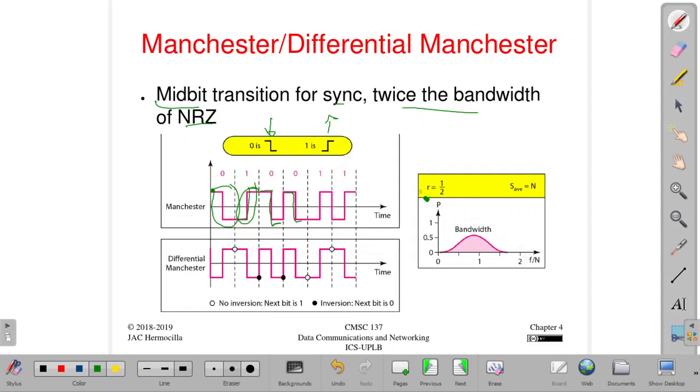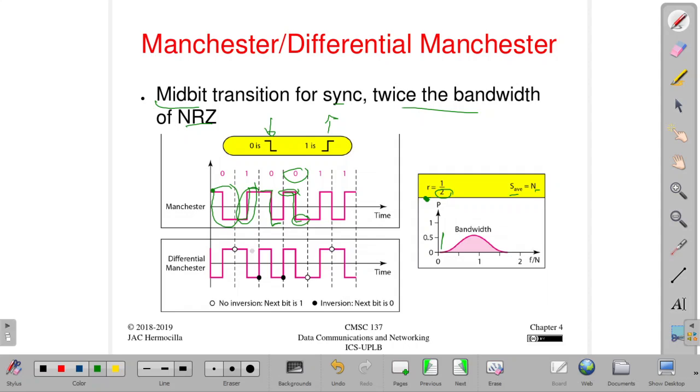So in terms of R, we have one data element per two signaling elements, so we have R equals 1 over 2. And the baud rate is equal to the bit rate, and this is the bandwidth, so there is, again, no DC component.